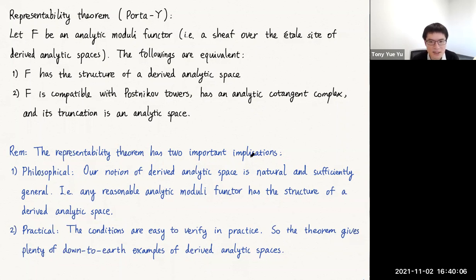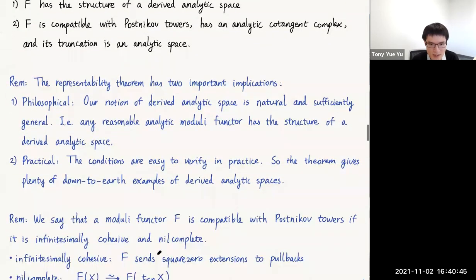The second implication is at the practical level. So the representability theorem shows that in order to check whether we get some derived space, the conditions are easy to verify in practice. I will just say a bit more about what the conditions are. So the theorem gives plenty of down-to-earth examples of derived analytic spaces. In practice, these conditions are very easy to check.